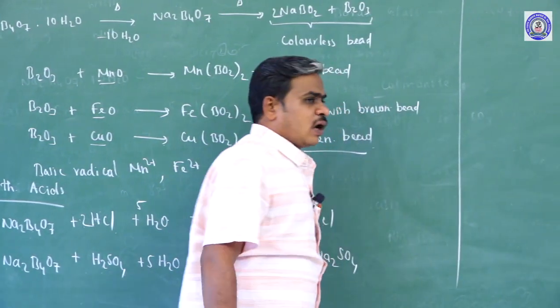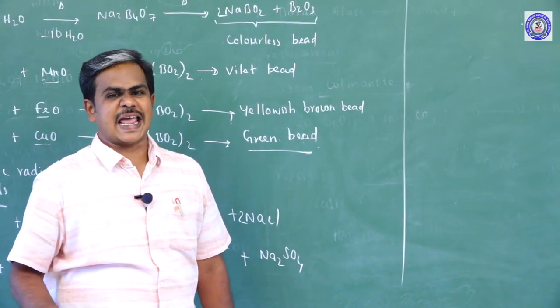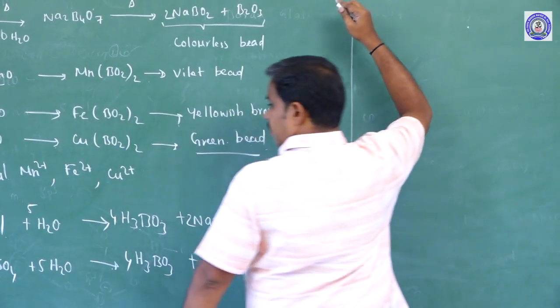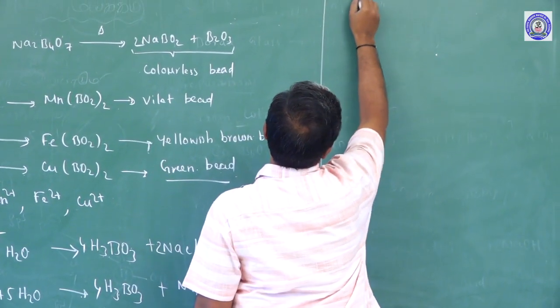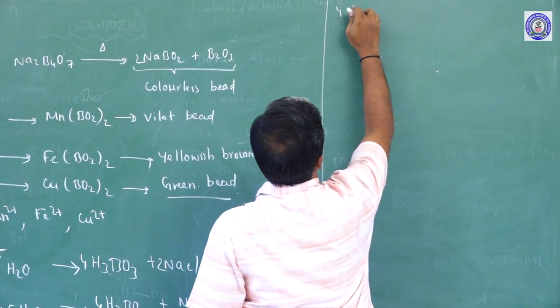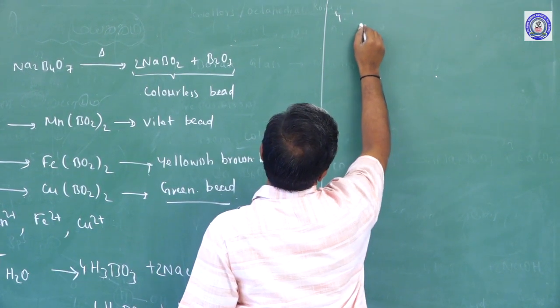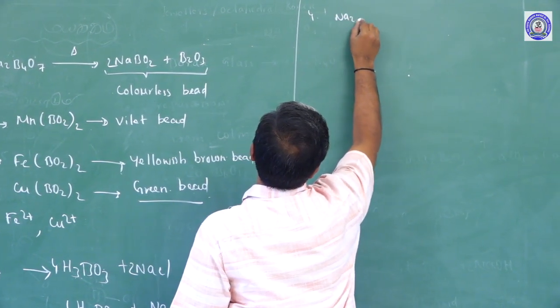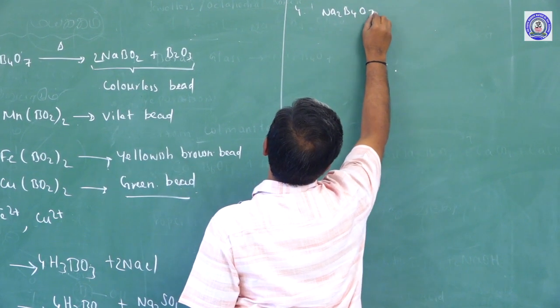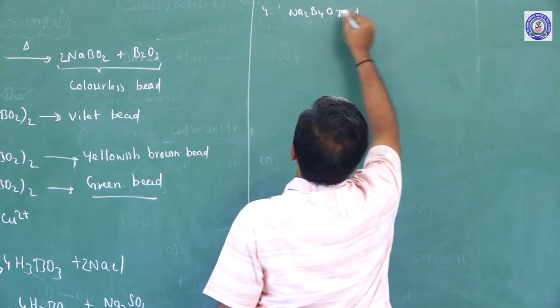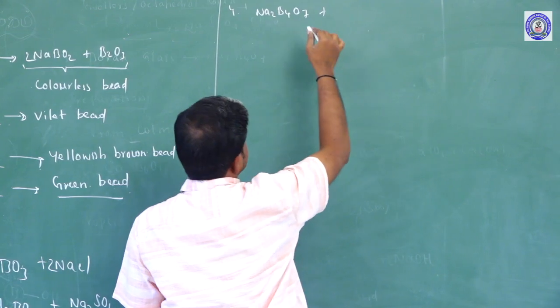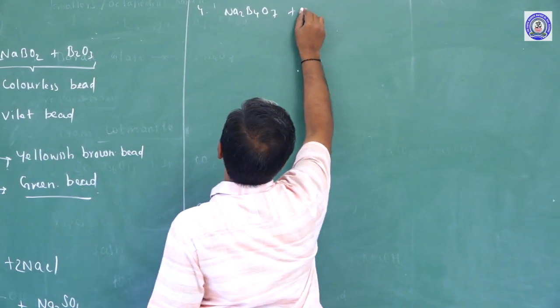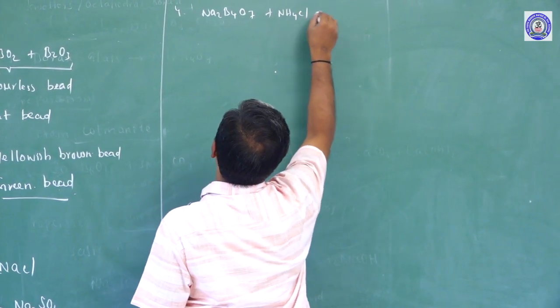Okay. And the next one. From borax, how will you get boron nitride? So we may take the fourth one, that is the preparation of boron nitride. So we may take borax, Na2B4O7, and borax is treated with ammonium chloride.